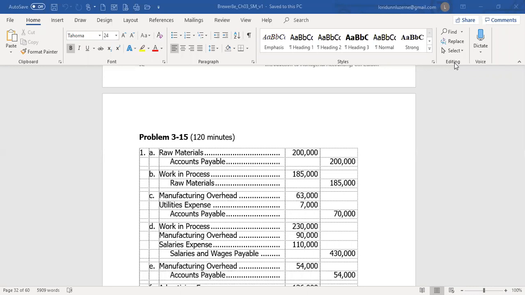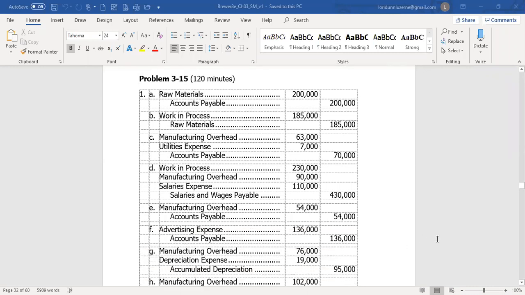Now, maintenance costs incurred on account in the factory, $54,000. So this would be debited to the manufacturing overhead account again, credit accounts payable, because it's an indirect cost in the factory. Advertising costs incurred on account would be debited to advertising expense. That's not part of making the product, that's part of selling the product. So we don't put it in an inventory account.